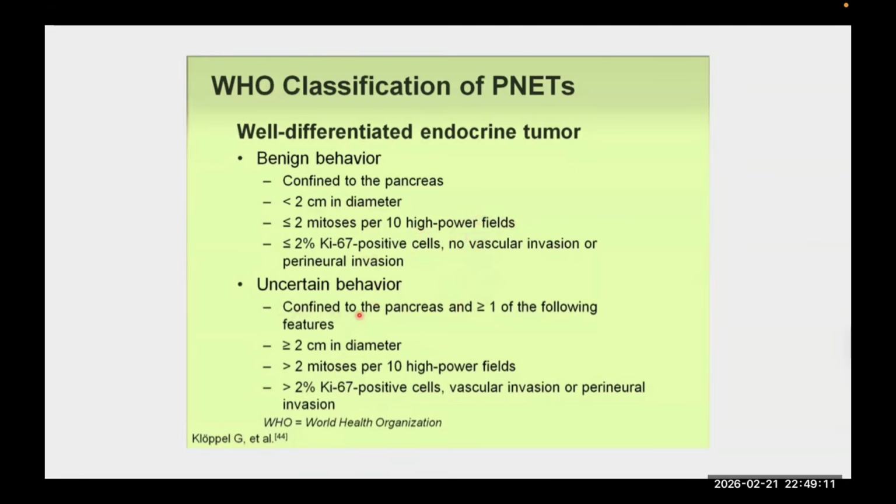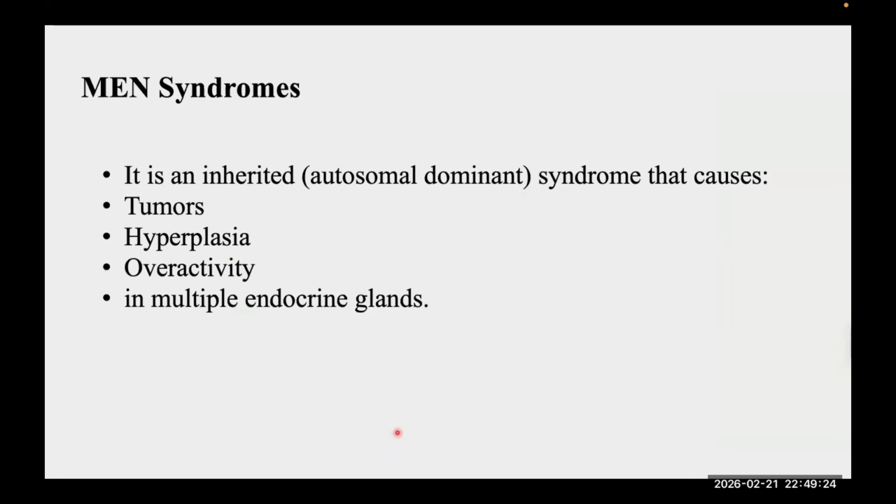Now, the uncertain behavior is when they go beyond the pancreas and have one or more of the following features. If they're 2 centimeters or more, more than 2 mitoses, and more than 2%. So basically the opposite of these. If they're more, it's considered an uncertain behavior.